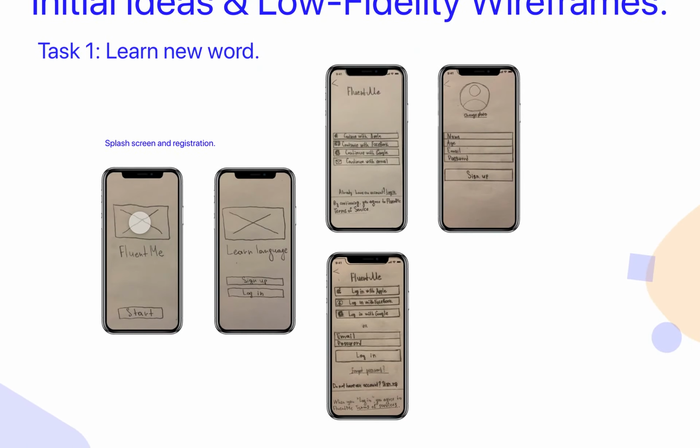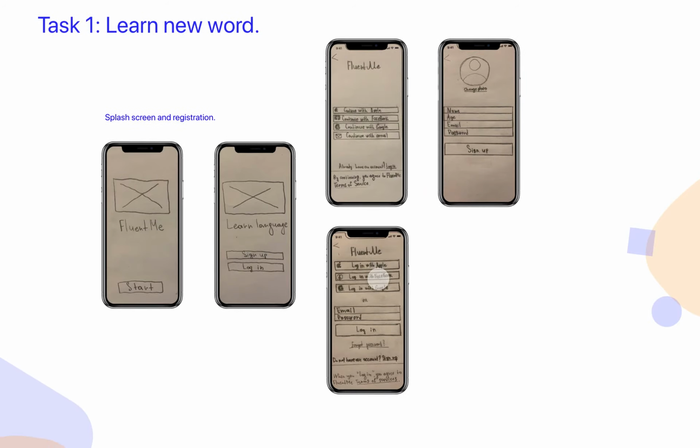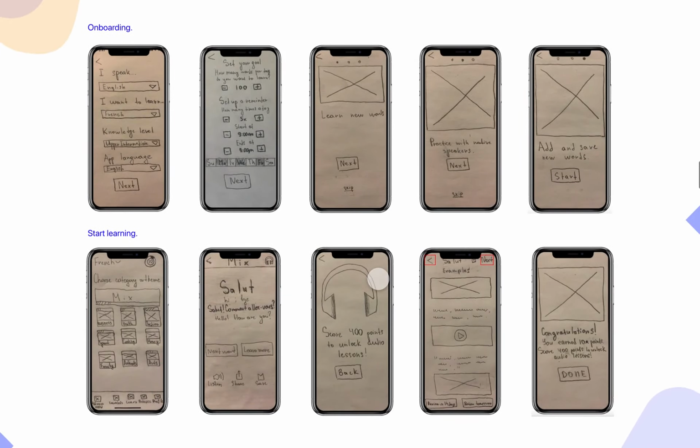Here we have early ideas on how the FluentMe app will look. The user will be provided with various types of registration using Apple, Facebook, Google accounts, or an email. Further is the onboarding process. The user chooses which language he speaks, what language he wants to learn, his level of knowledge of this language, and the language in which the application will be.